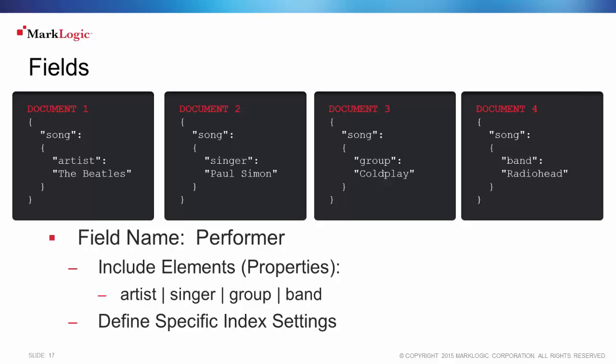Think about our music example. What if we had data coming into our system from many different sources? Some may define artist or singer or group or band. These are all logically the same thing.